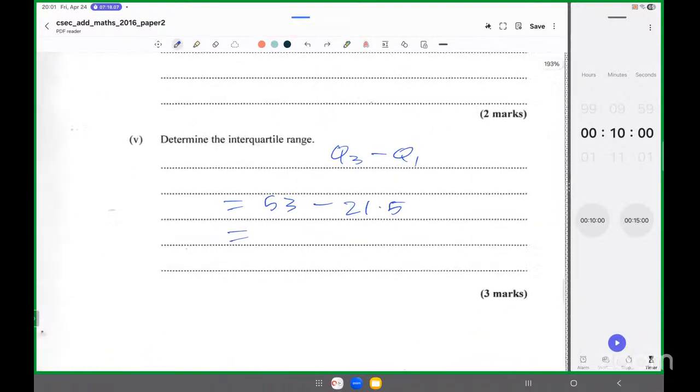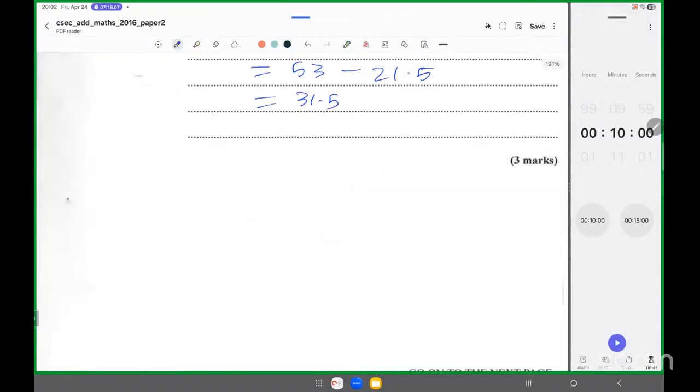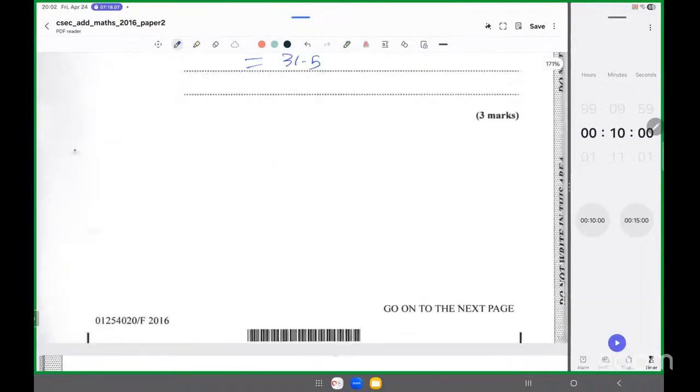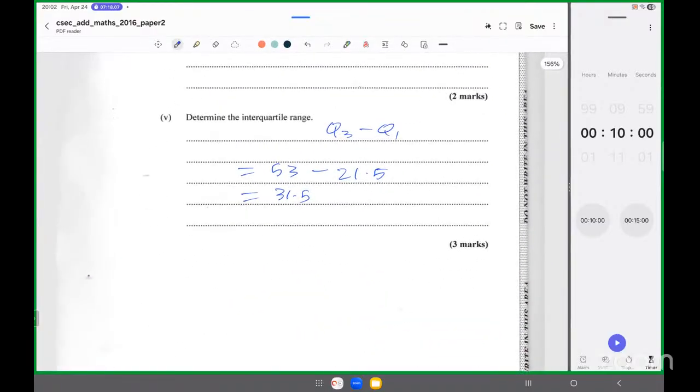So what does it work out to now? 31.5. Yes, 31.5, because it's 53 minus 21.5. That's the interquartile range. Then we're going to do the box plot. To do the box plot, we need the lowest value, we need Q1, we need Q2, we need Q3, and we need the highest value.